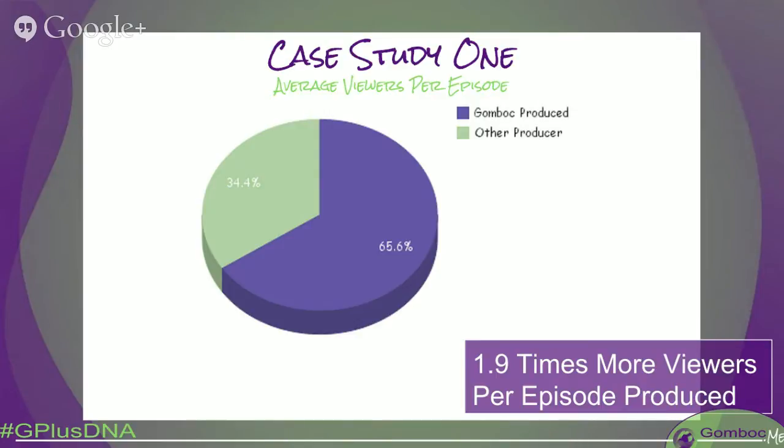So the numbers are the total number. This is the average views per episode.